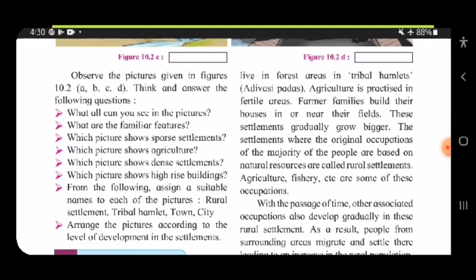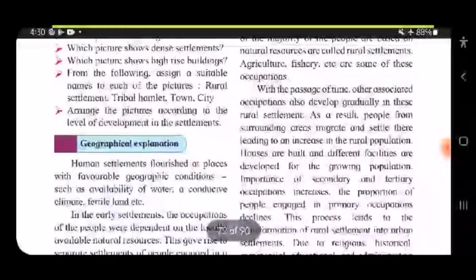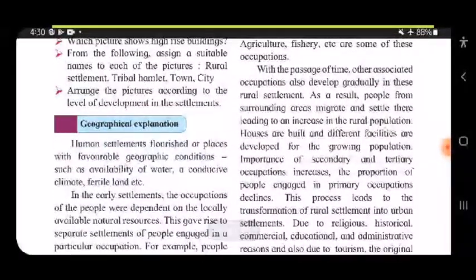Agriculture, fishery, etc. are some of these occupations where people do different kinds of work. With the passage of time, other associated occupations also develop gradually in rural settlements. So slowly, in rural settlements, other different kinds of work were also being done. As a result, people from surrounding areas migrate and settle there, leading to an increase in the rural population. Houses are built and different facilities are developed for the growing population.